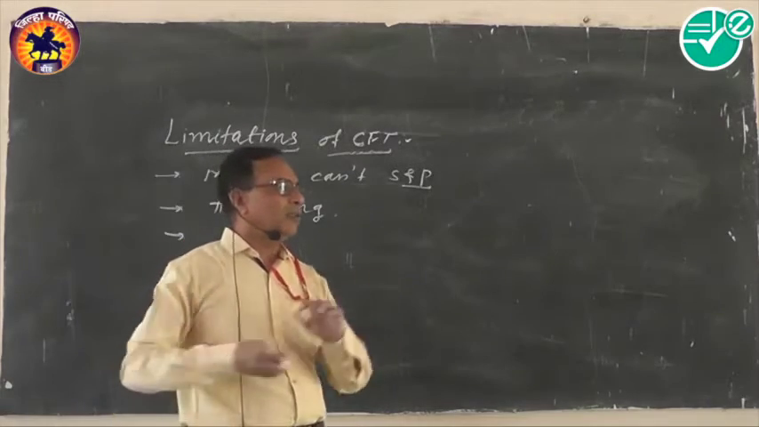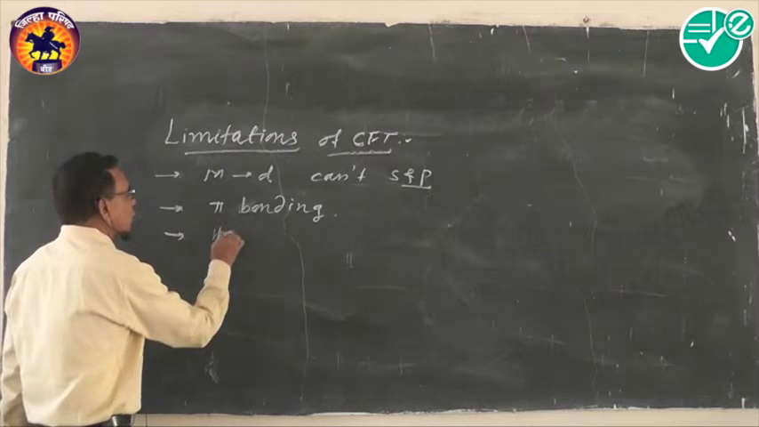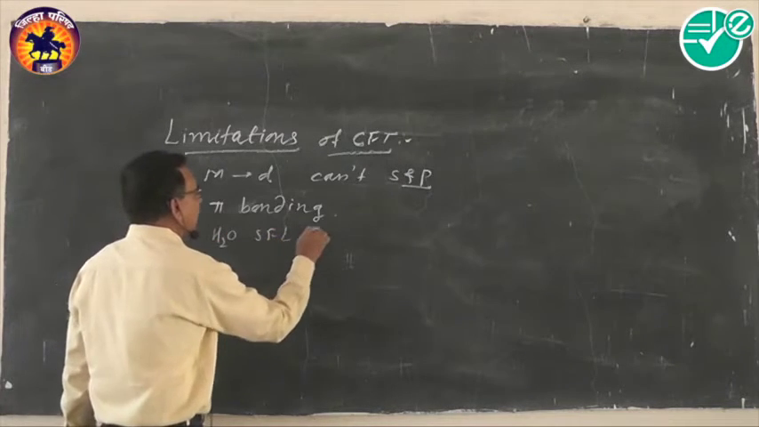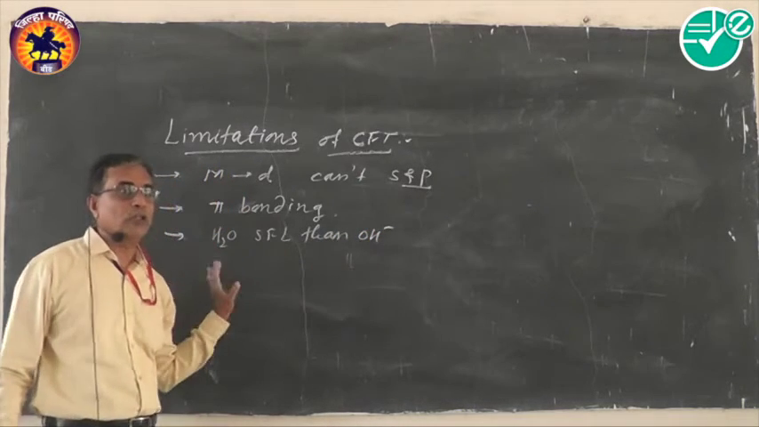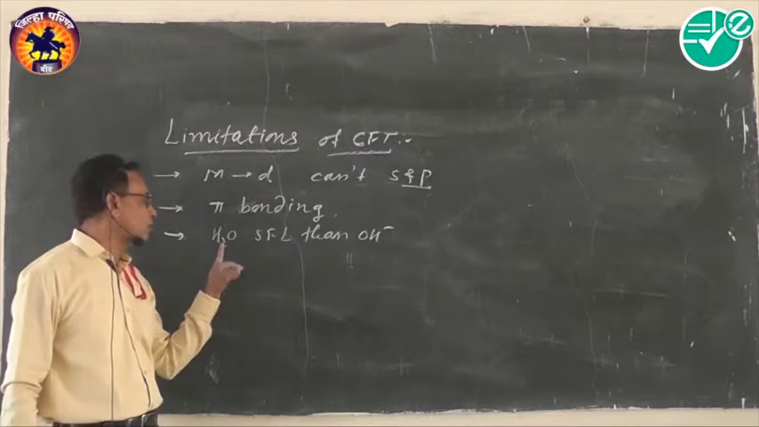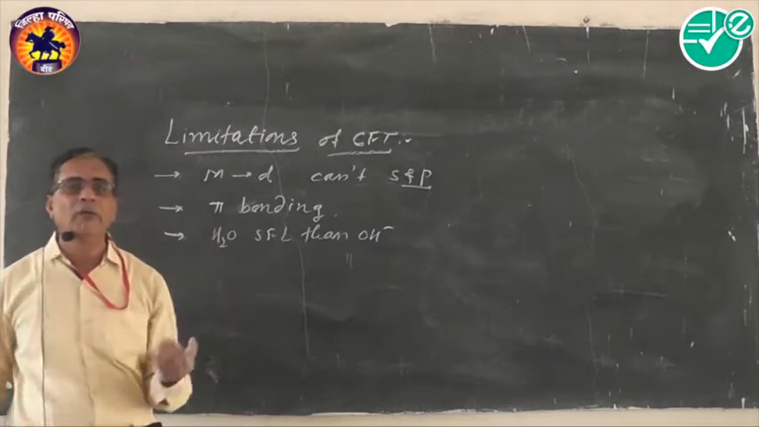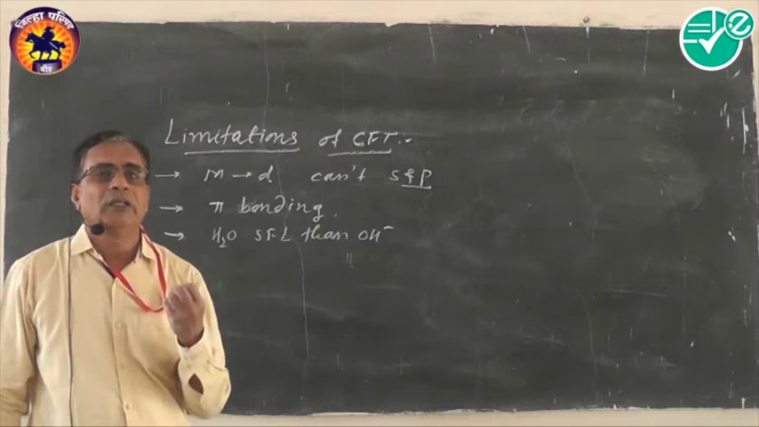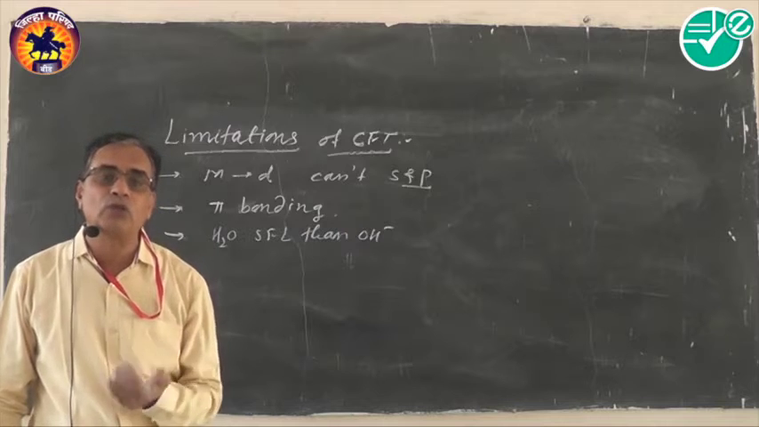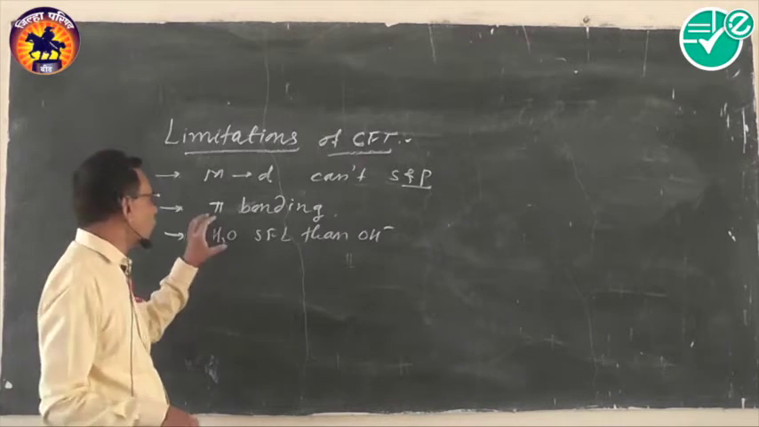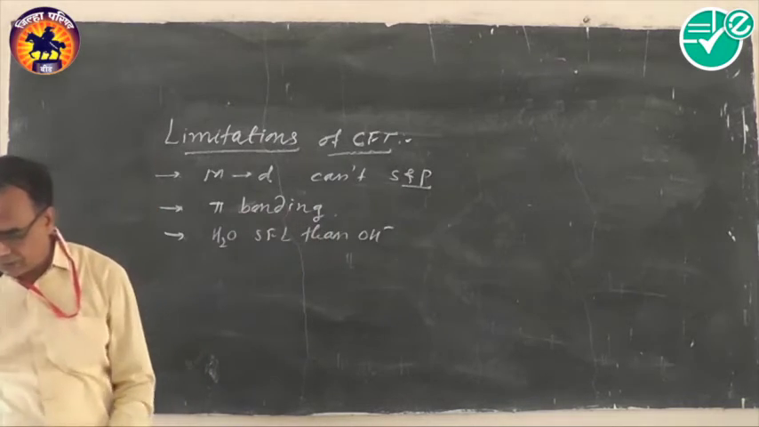Then, in the spectrochemical series we have observed that H2O is a stronger field ligand than OH minus. Even though OH minus is a negative ion and H2O is neutral, H2O is considered the stronger field ligand. This theory cannot explain why H2O produces a stronger field as compared to OH minus.